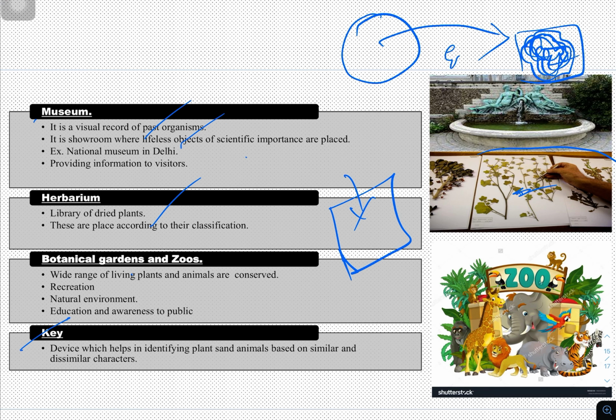Hence it is called ex-situ conservation. Please note this point. It is called what? Ex-situ conservation. What do you mean by ex-situ conservation? Protecting a plant or an organism outside their natural habitat. This one is called what?